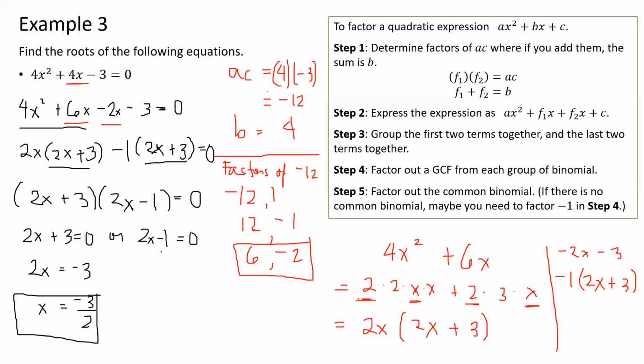Or we can also have 2x minus 1 is equal to 0. 2x is equal to 1. And divide both sides by 2. We get x is equal to 1 half. So these two are the roots of our quadratic equation. You can check by substituting these values, and the left-hand side over here must be equal to 0.